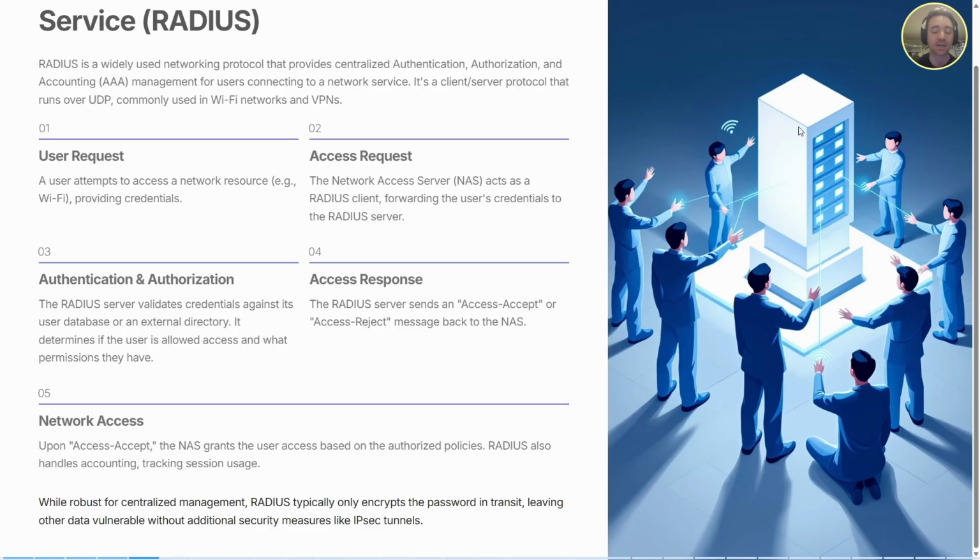It is robust for centralized management. Radius typically only encrypts the password in transit. So this is going to be the key distinguishing factor, right? It encrypts the password in transit, leaving other data vulnerable without additional security measures. So a few things to be able to distinguish Radius. It does handle tracking, accounting, and session usage. It also only encrypts the password in transit. Those two things are going to be the standout.